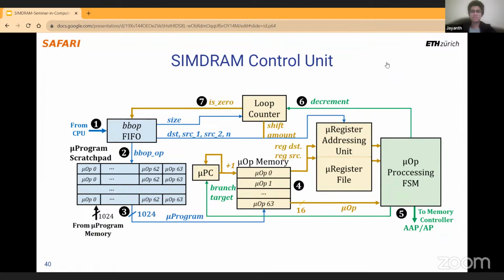And this is how a SIMDRAM control unit looks like. And again, this is very elaborate and intricate and requires careful explanation. So if you would like to know further details about it, it can be found in the paper.